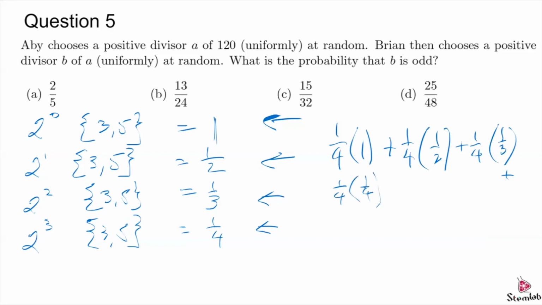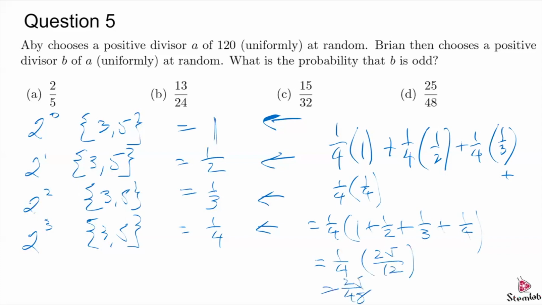So now it's just a matter of doing arithmetic. This is equal to 1/4 times (1 plus 1/2 plus 1/3 plus 1/4), which is equal to 1/4 times 25 over 12, which is 25 over 48. So the answer here is D, 25 over 48. Okay, moving on to question 6.